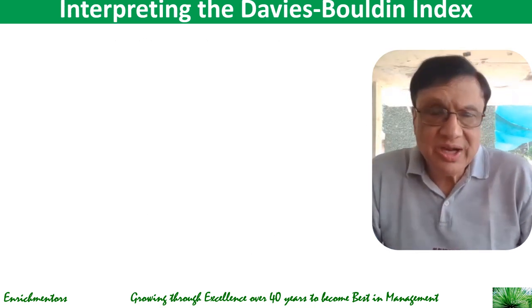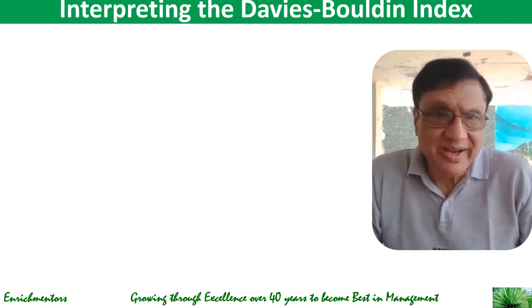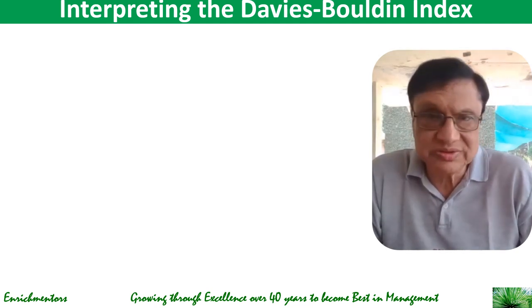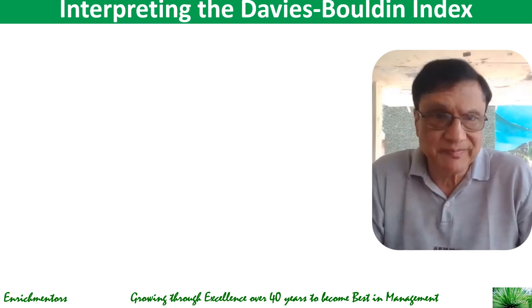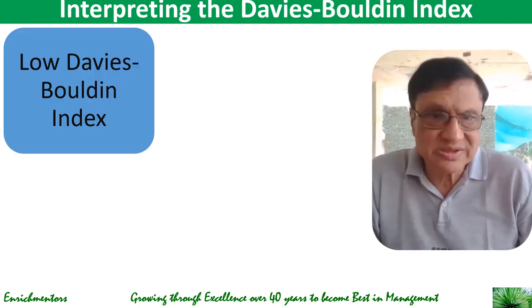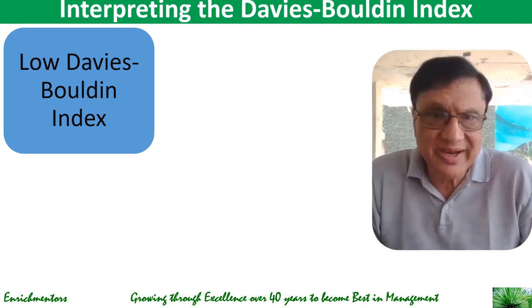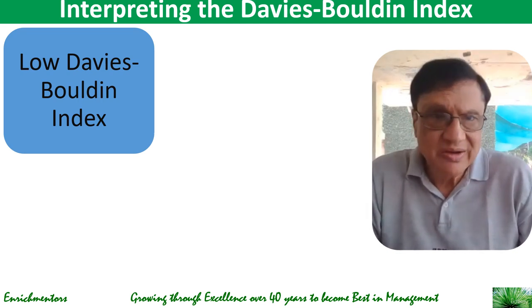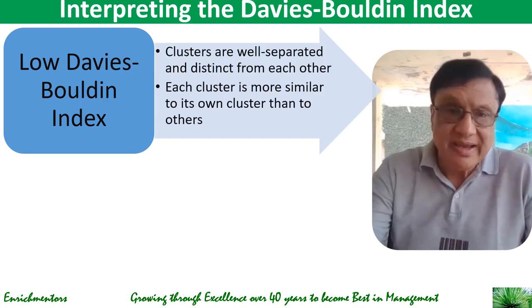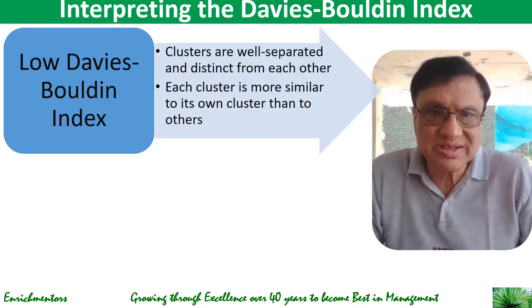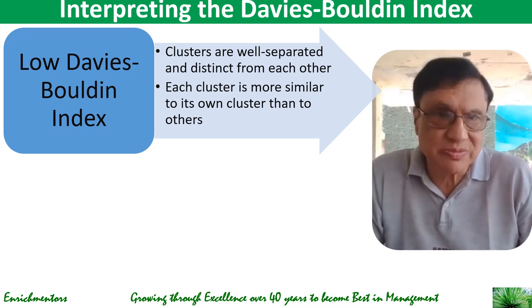Then let's look at how you interpret the Davies-Bouldin index after having got it calculated by the computers. A low Davies-Bouldin index indicates that the clusters are well separated and distinct from each other, and each cluster is more similar to its own cluster than to others. So the clustering is proper.